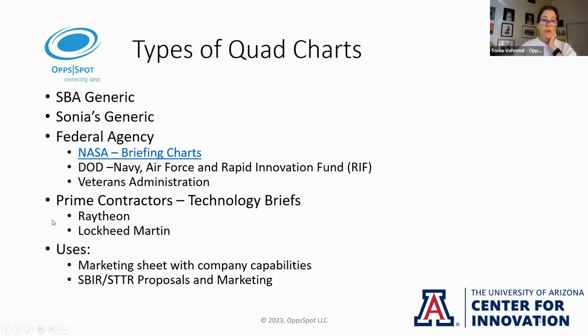And then I'm going to show you what the prime contractors are looking for if you want to do business with them. In the case with Raytheon, they have a company quad chart or brief. And then they also have a quad chart they use for your technology. When you want to ask for a letter of support for SBIR or STTR, that's what they want you to fill out. And I have the ones here as examples for Raytheon and Lockheed Martin.